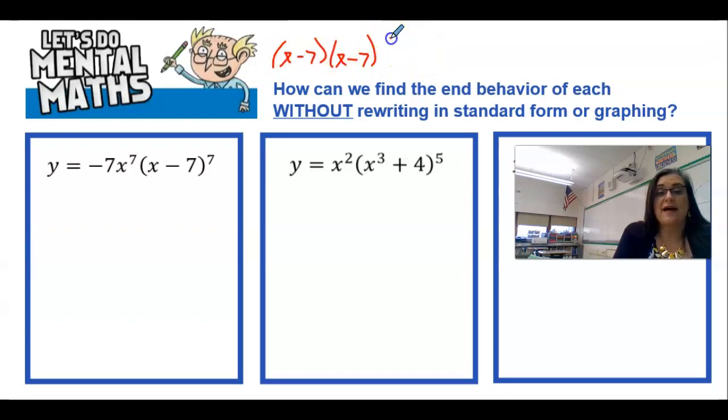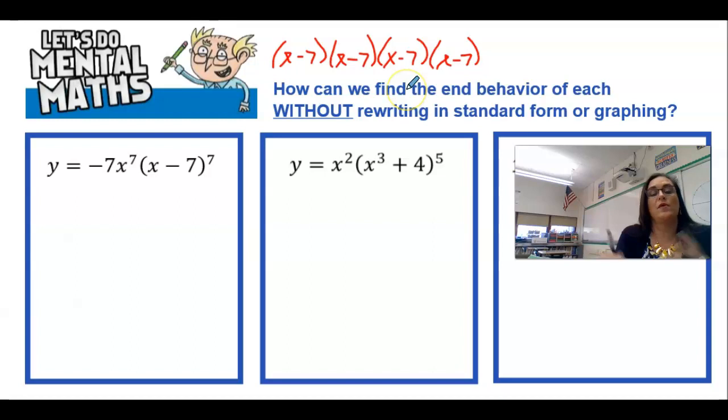Then we'd have to take that result and multiply it times another x minus 7 and another x minus 7, right? So we'd have x squared minus 14x plus 49 times another x squared minus 14x plus 49. And we'd end up with this huge, huge monstrosity by the time we got all the way down to 7 of those being multiplied together. We don't need to do all that work, all that algebra, just to figure out the end behavior.